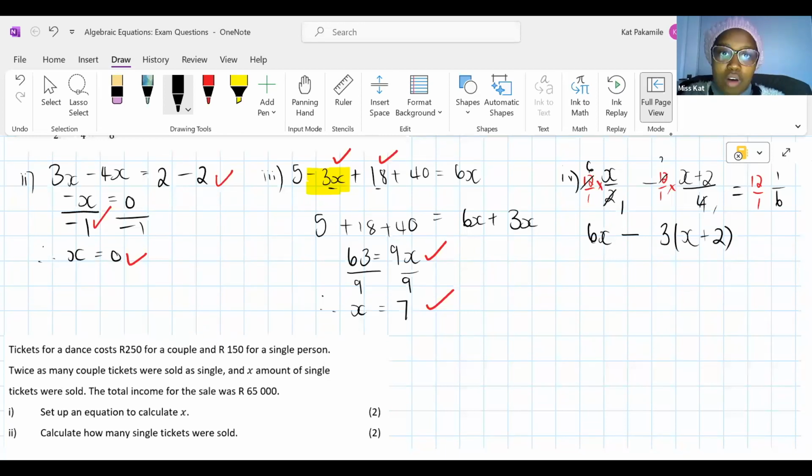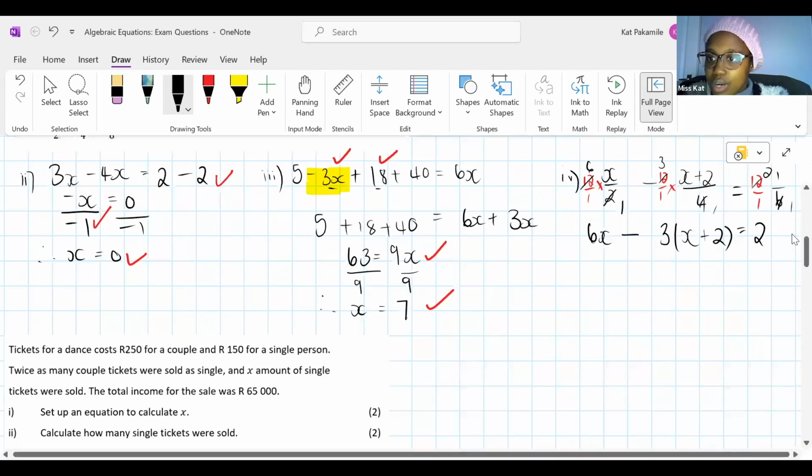Equals 6 goes into 12 how many times? Twice. So it's 2 over there. So this is equals to 2 because it's 2 times 1 over 1. Beautiful. Doesn't this look a bit better? This looks much better. Now that we've gotten rid of the denominators, what do we do?